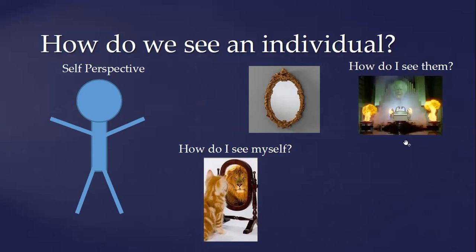This is the Wizard of Oz. There's a wizard behind the curtain. We're only seeing what the wizard is displaying, right? So how do we see them?